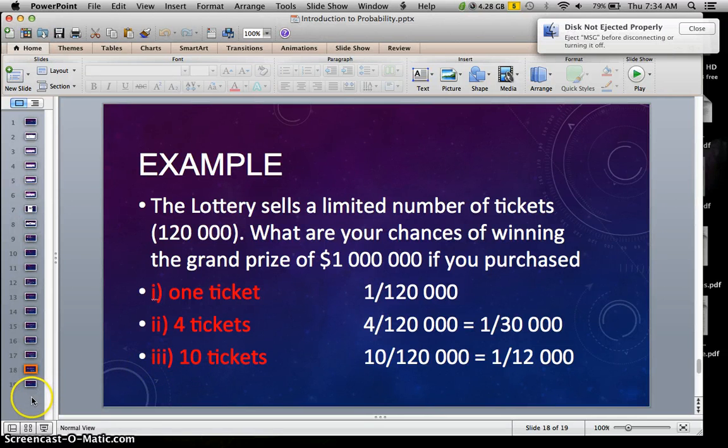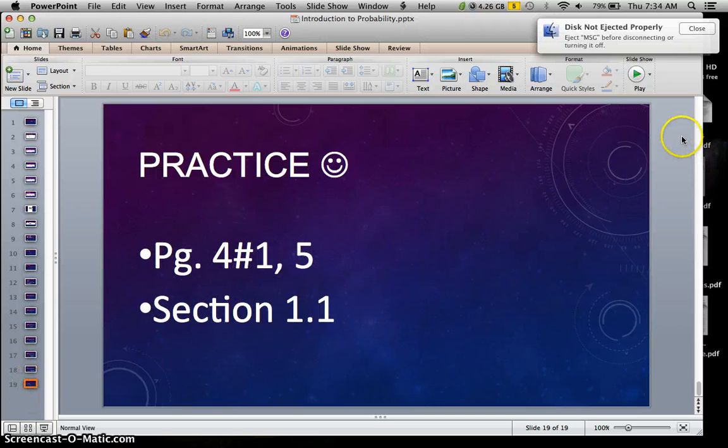Okay, if you have any questions about this, feel free to come talk to me after. For practice, I would like you to look at page 4 in your workbook to do numbers 1 and 5. So this is based on the converting between fraction and percent. And then I would like you to do the whole of section 1.1 where it starts.